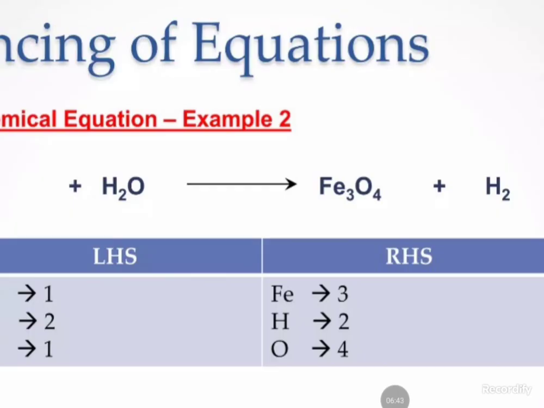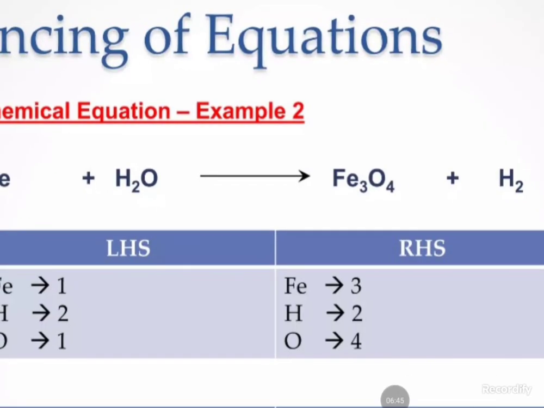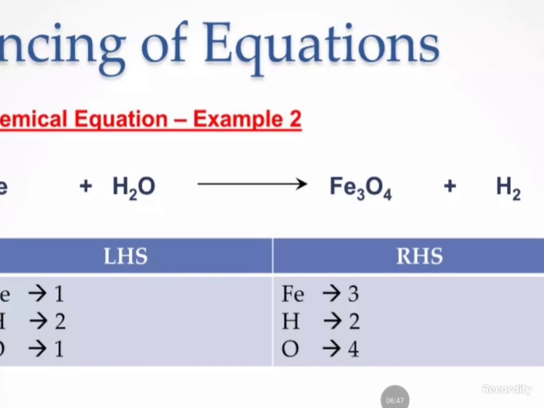Which is the highest number? Suppose you take iron: on the right hand side there is 3, but on the left hand side there is only 1. Just multiply this 1 with the highest number. Comparing the left and right hand sides, iron has 3 on the right hand side, which is the highest number. So this highest number is multiplied with the 1. So 1 into 3 comes as 3.